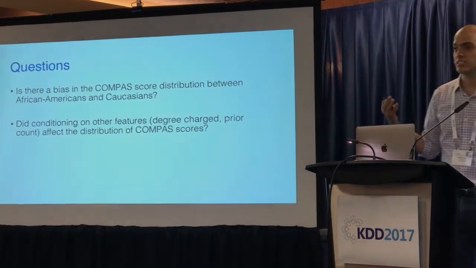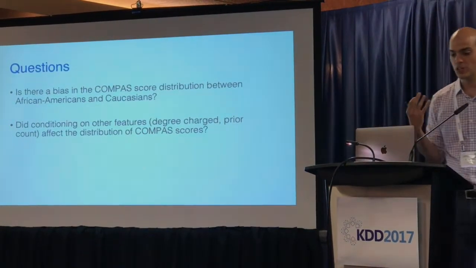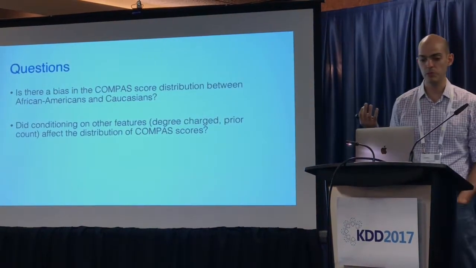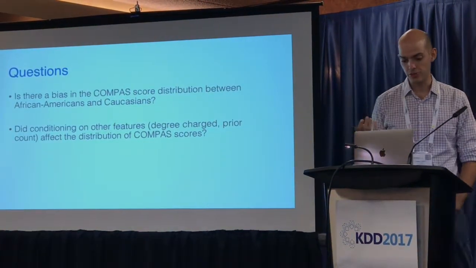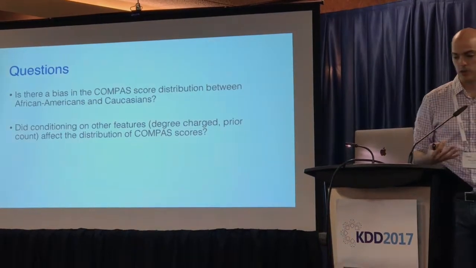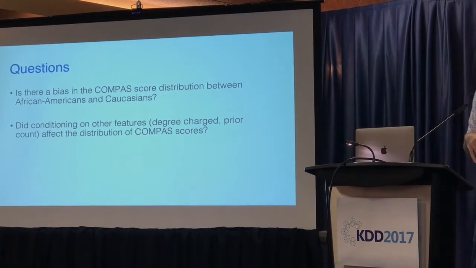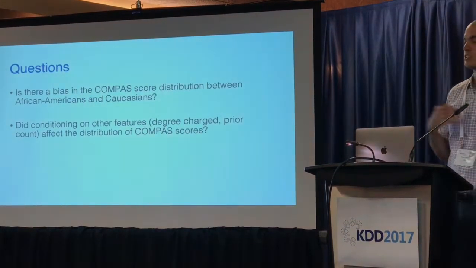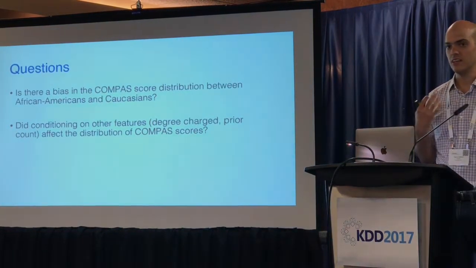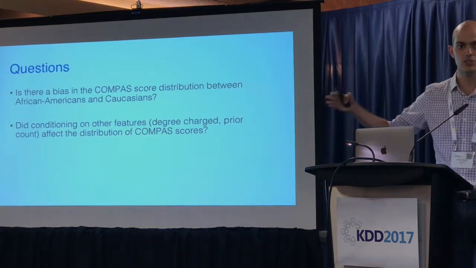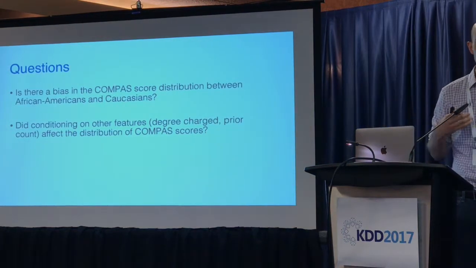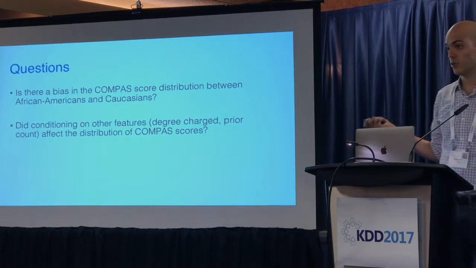The kinds of questions that you should be trying to answer are the following. Is there a bias in the COMPAS score distribution between African Americans and Caucasians? And does conditioning on other features, degree charged, prior count, affect the distribution of these scores? Is there some kind of Simpson's paradox phenomenon happening here? By that, what I mean is that when you condition on certain other features, maybe this bias disappears. So try to verify this for yourself.